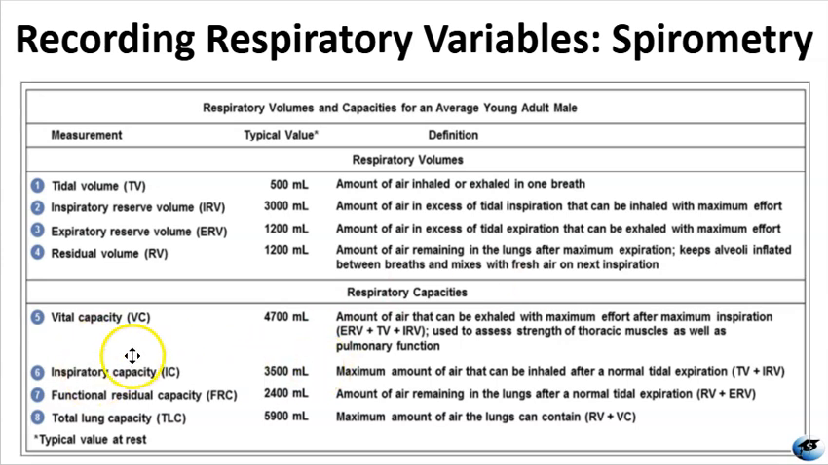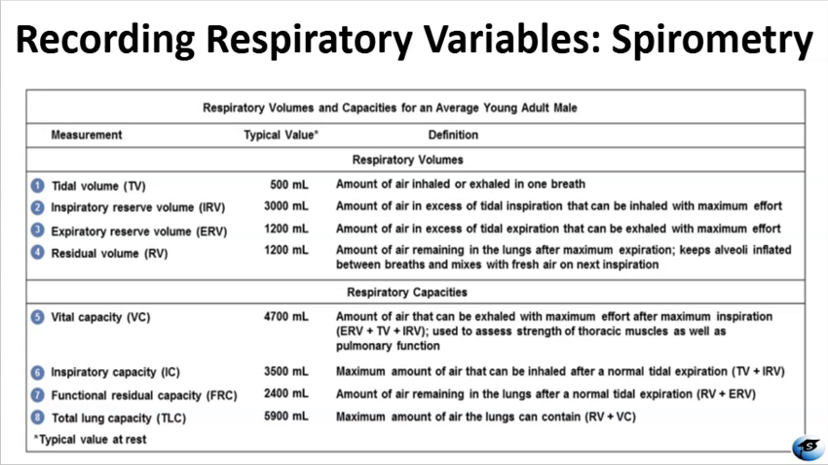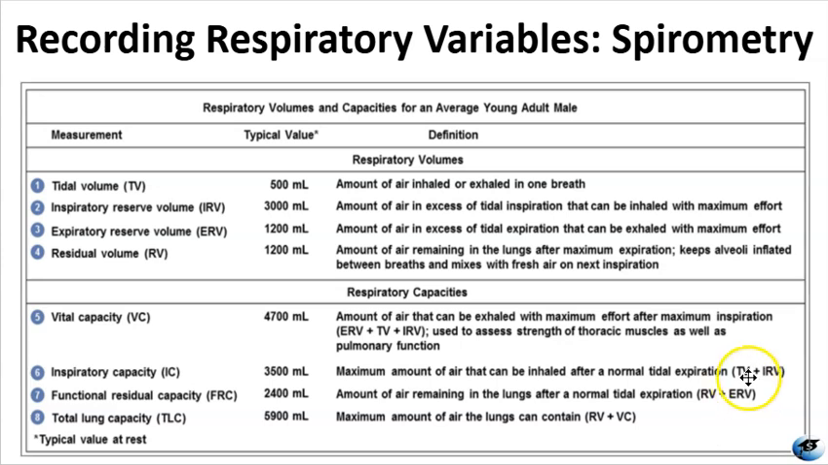And then when you're looking at capacities, down here you have vital capacity. This is the maximum amount of air that you can exhale after a maximal inhalation. Essentially, this is the full ventilatory range. Then you have inspiratory capacity, the total amount that you can breathe in after a normal exhalation. This is the tidal volume plus the inspiratory reserve volume. Then functional residual capacity. This is the ERV plus RV. That's the amount of air left in your lungs after a normal exhale. Total lung capacity is the total volume of your lungs when fully inflated. It includes TV, IRV, ERV, and RV.